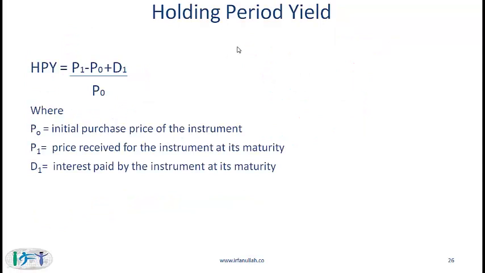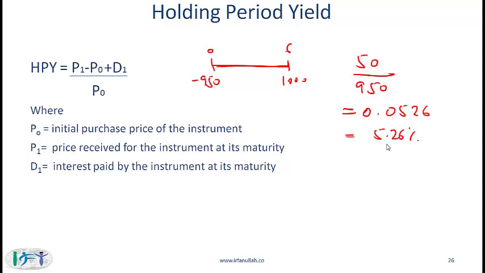Next, we move to the holding period yield, which we have discussed briefly before. Essentially, this is the yield over the investment period. In the example that I just discussed, if we invest 950 at time 0 and 6 months later we get 1,000 back, then the holding period yield is 50 divided by 950, 950 being the investment amount, and this is equal to 5.26%.